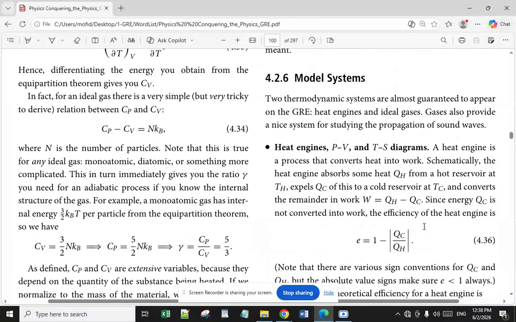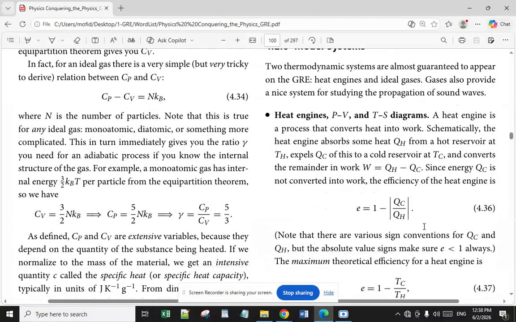Heat engine, P-V and T-S diagrams. A heat engine is a process that converts heat into work. Schematically, the heat engine absorbs some heat QH from a hot reservoir at TH, expels QC of this to a cold reservoir at TC, and converts the remainder into work. W is equal to QH minus QC.